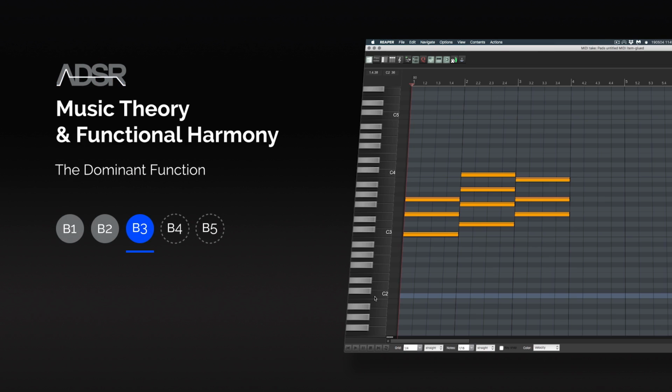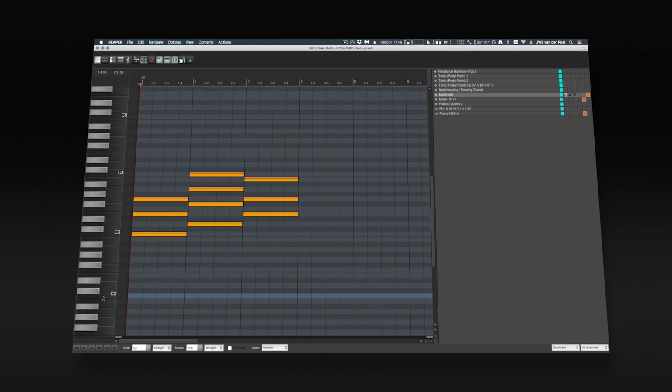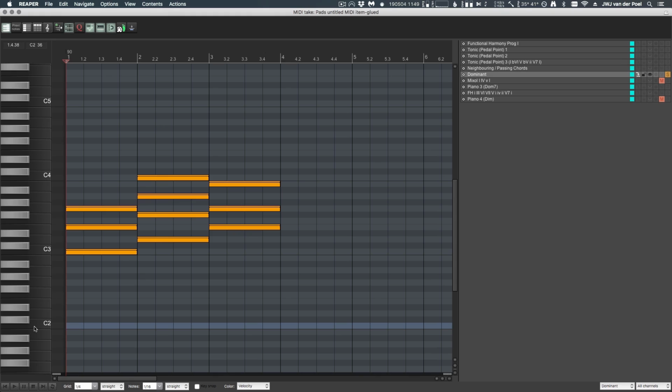The dominant function is kind of like the opposite to the tonic function. Rather than creating a relaxed feeling, it creates a very tense feeling. And both the 5 and the 7 chords function as dominant chords. So let's take a look at both of these in a progression.